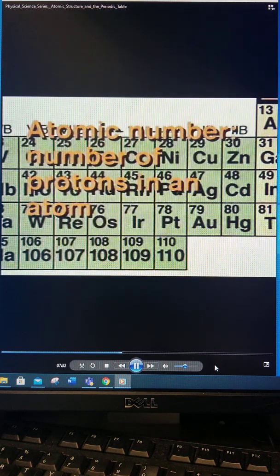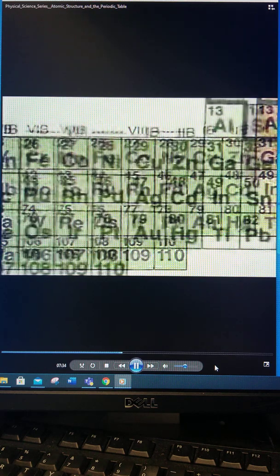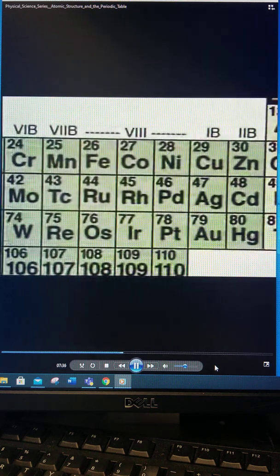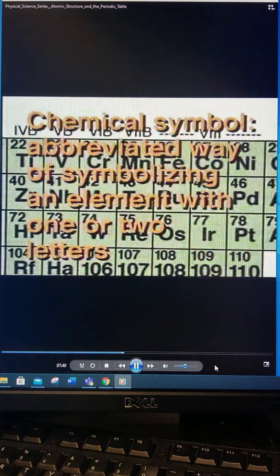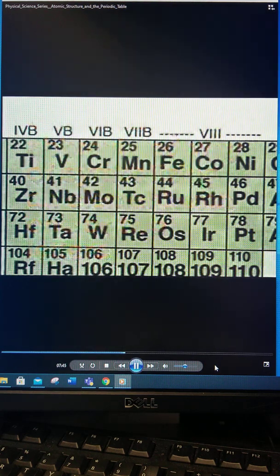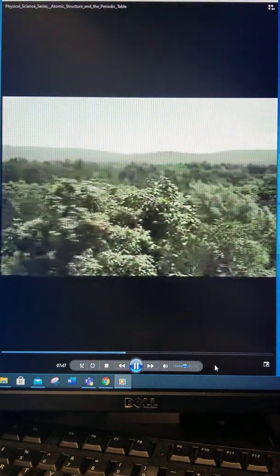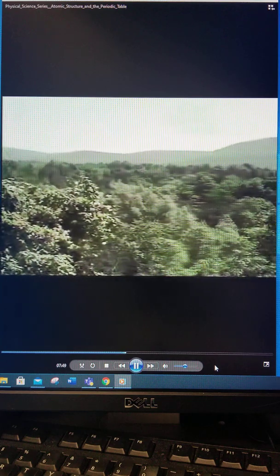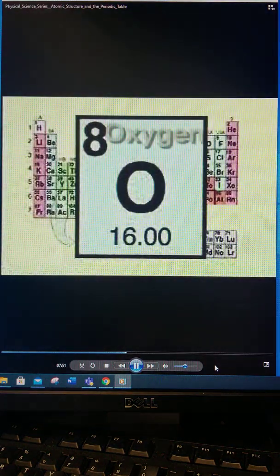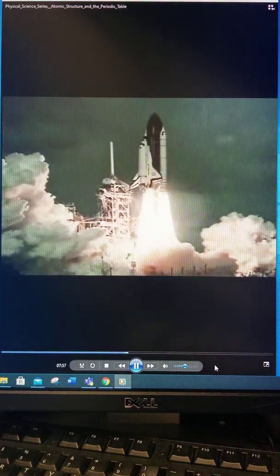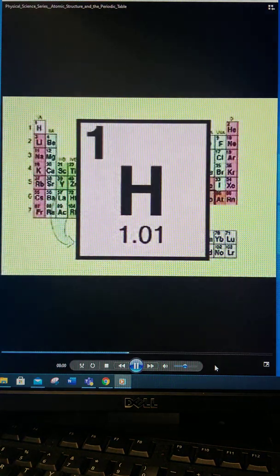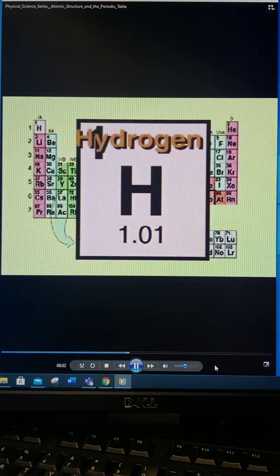The elements on the periodic table are represented by their chemical symbols. A chemical symbol is an abbreviated way of symbolizing an element with 1 or 2 letters. For example, the element oxygen, found in the air we breathe, is symbolized by the letter O on the periodic table. Oxygen, along with hydrogen, is a fuel commonly used in rockets. Hydrogen is symbolized by the letter H, found in the upper left portion of the chart.